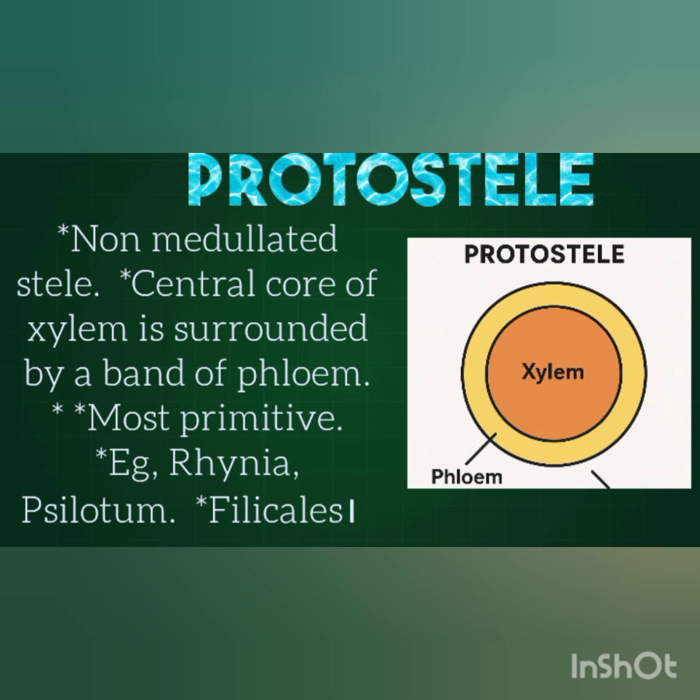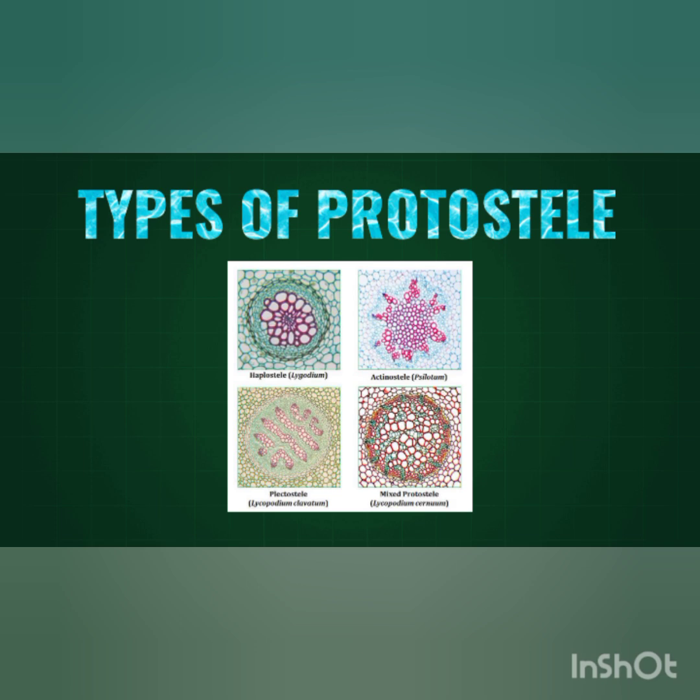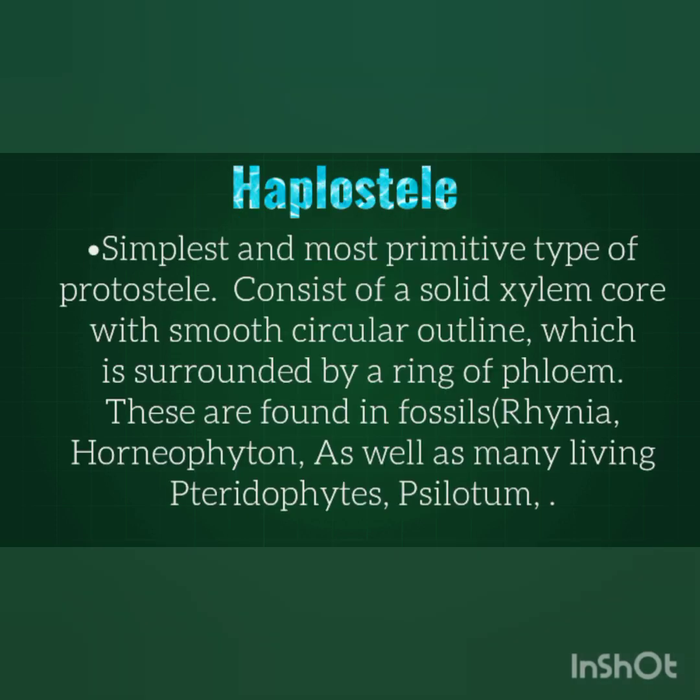Next comes the types of protosteles. There are 4 types of protosteles. First is haplostele, actinostele, plectostele and mixed protostele. Okay. So under haplostele, it is the simplest and the most primitive type of protostele.